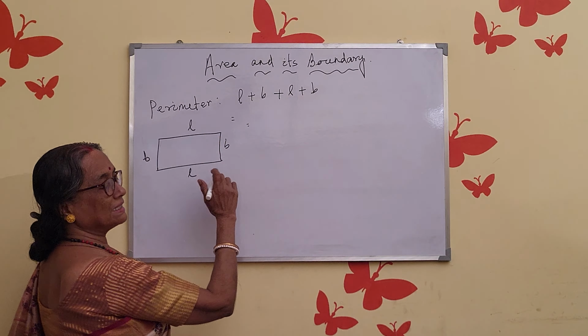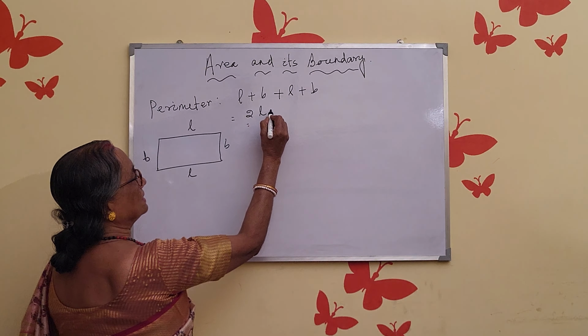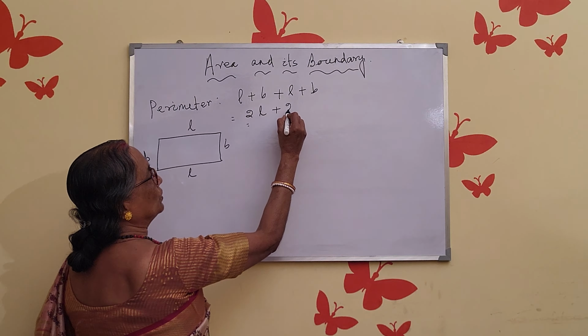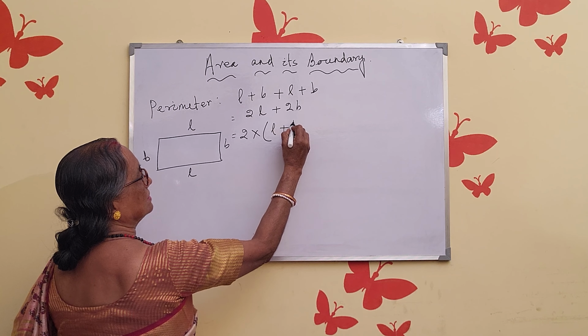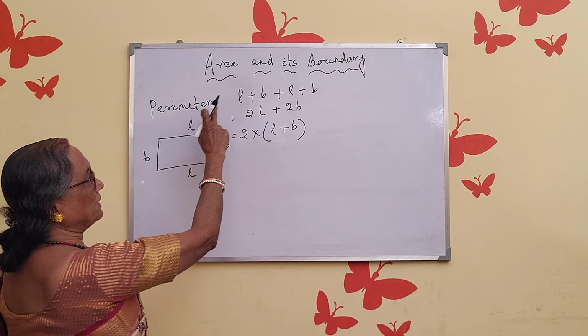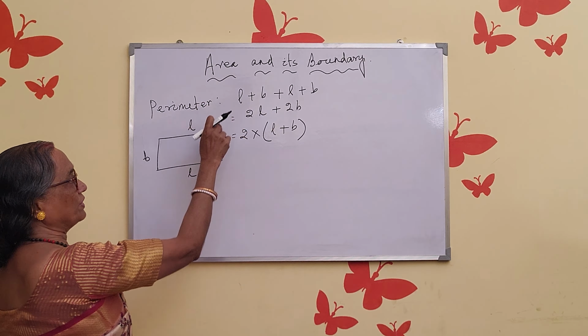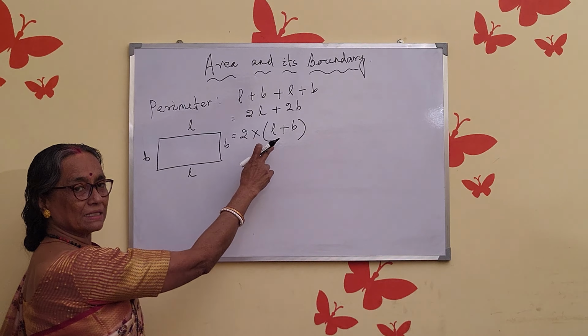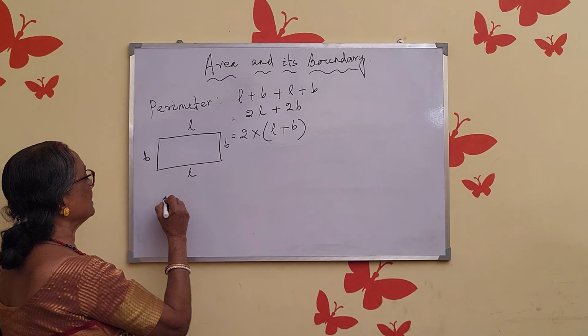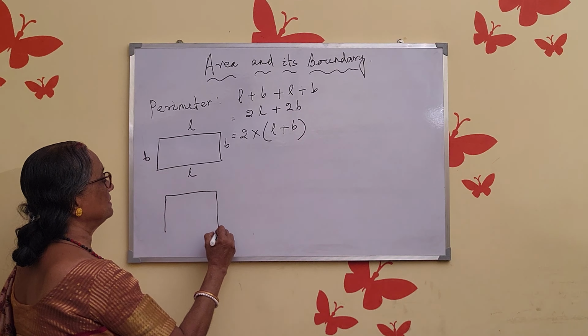Therefore, how many L are there? 2L plus 2B. Now 2 is common. Now L plus B. Therefore, perimeter of a rectangle, this is the shape of a rectangle, perimeter of a rectangle is 2 into length plus breadth. Similarly, what shape is this?